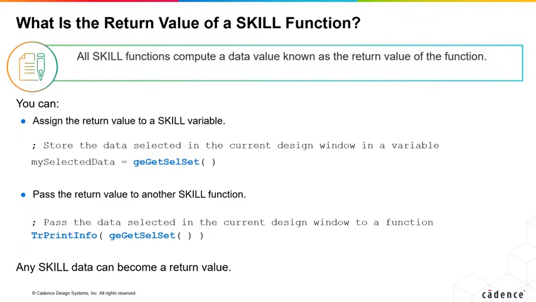Now another thing to note is that any skill data can become a return value. So when you write your own functions, you can return lists, you can return symbols, you can return values, whatever fits your program's return value information can be returned.